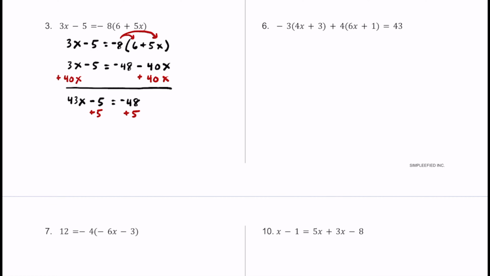Then we can go ahead and add 5 to both sides of the equation. If we go ahead and add 5, then that minus 5 on the left side is going to get canceled out to make 0. So we just have 43x on the left side. And on the right side, negative 48 plus 5 should be negative 43. And so we're almost there. Let's just go ahead and divide both sides by 43 so we can get x to have a coefficient of 1. So dividing both sides by 43, x will equal negative 1. There's our solution.